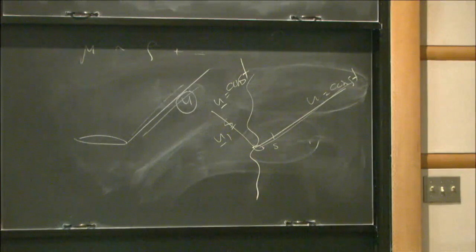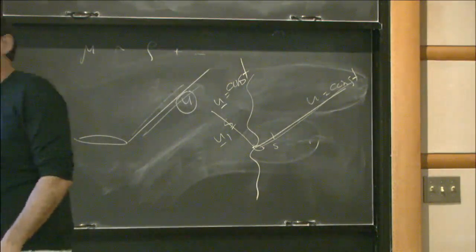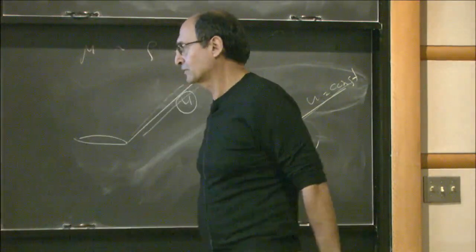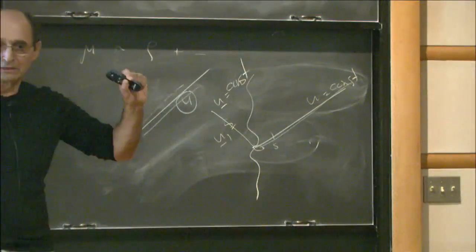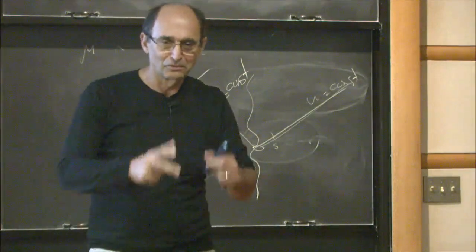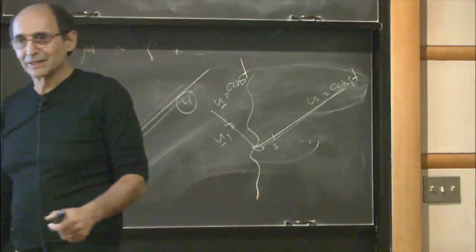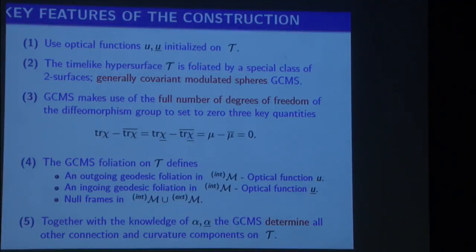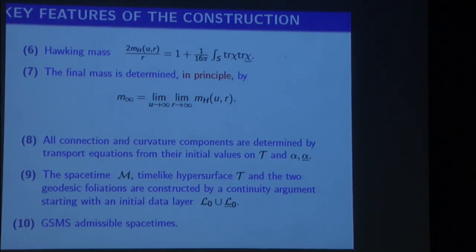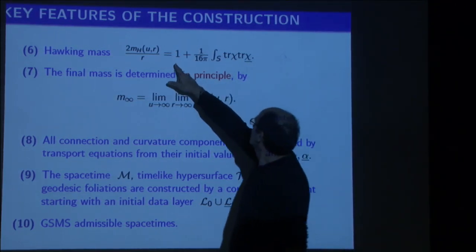So the next big step, which I'm summarizing but takes a lot of time, is to show that the knowledge of alpha, alpha bar, which in principle we said that we know from the work of Dafermos, Holzegel, and Rodnianski, we can in principle determine all the other components of the curvature along T. Okay, so everything else is determined, and then you can take the Hawking mass, which we define like this.